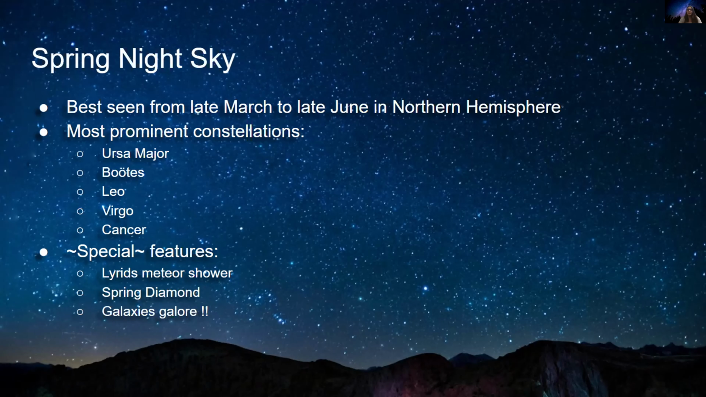Another really cool feature in the night sky is going to be the spring diamond. As some may know, there are different features or asterisms that appear for different times of the year. We have like the Southern Cross and stuff like that. So an important thing right now is the spring diamond, which we'll talk about a bit later. And of course, galaxies. This is prime time for galaxies. A lot of them are visible right now. So we'll probably talk a bit more about them later.